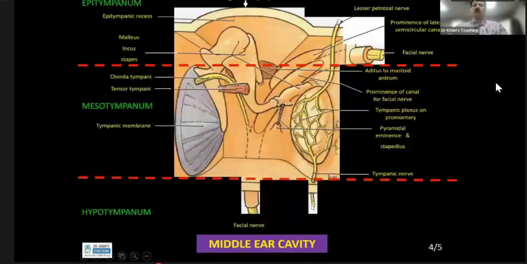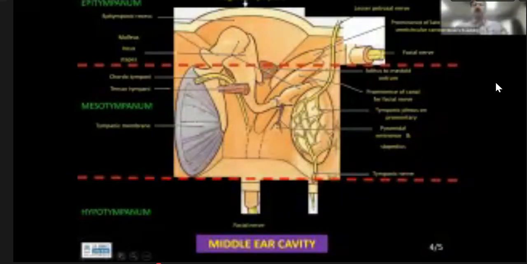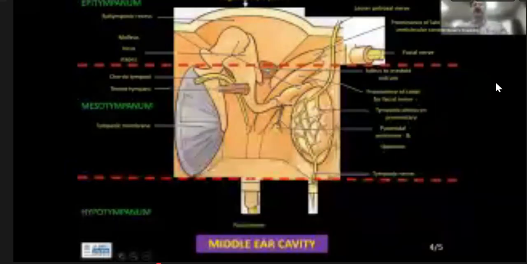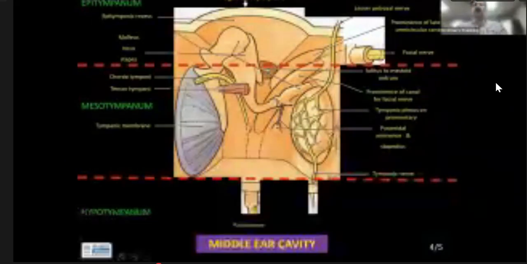Now concentrate on the posterior wall. So we are looking at the posterior wall. There is a hole here. This hole is the aditus ad antrum. And on the other side of the hole will be the mastoid antrum.